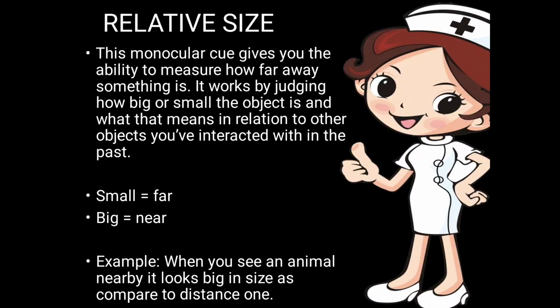Relative size. First one is relative size. The monocular cue gives you the ability to measure how far away something is. How far or how near the object is, we get to know by using relative size. It works by judging how big or small the object is and what that means in relation to other objects you have interacted with in the past. If things are smaller then they appear to be far. If things appear to be far then they are small. If things appear to be near, they are big.